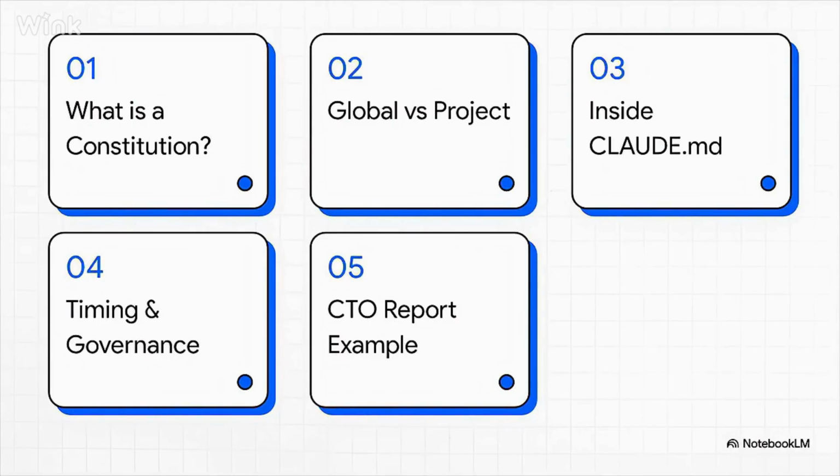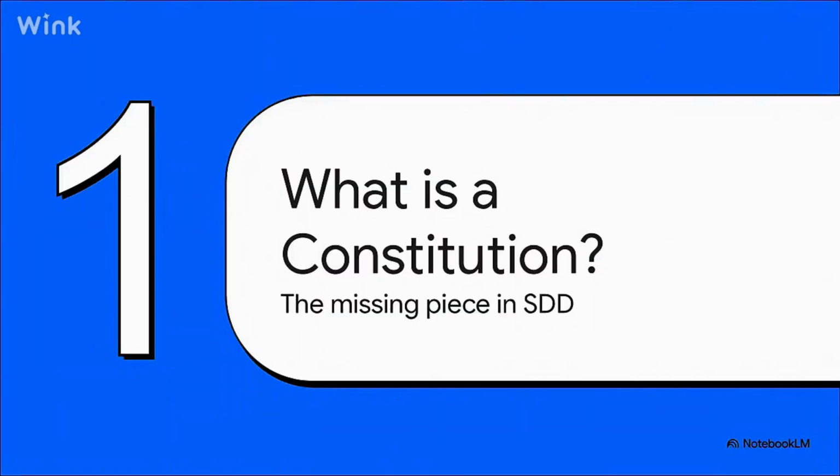We'll cover what a constitution actually is, global versus project levels, exactly what goes inside that CLAUDE.md file, timing and multi-agent governance, and finally, we'll walk through a real-world CTO report example. All right, let's jump straight into Section 1. What is a constitution, and why is it the missing piece in spec-driven development?